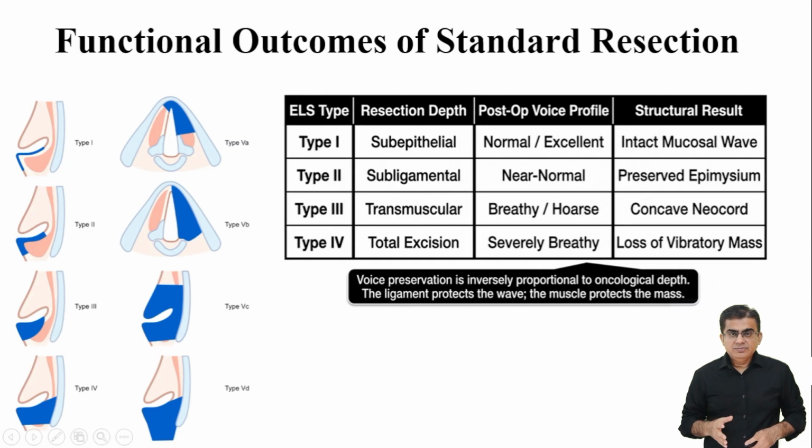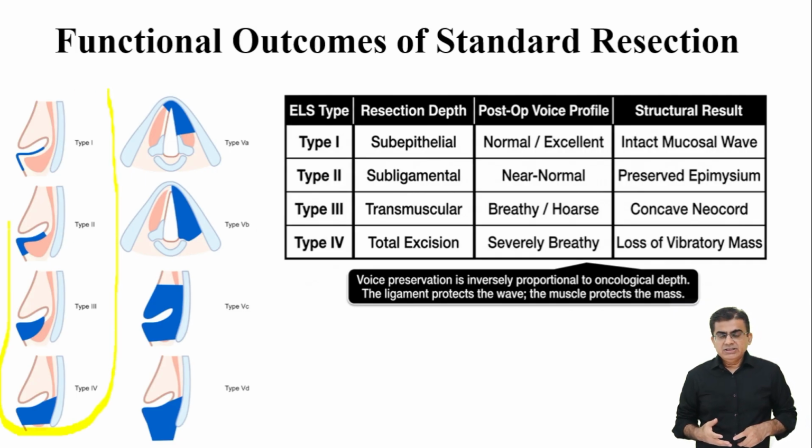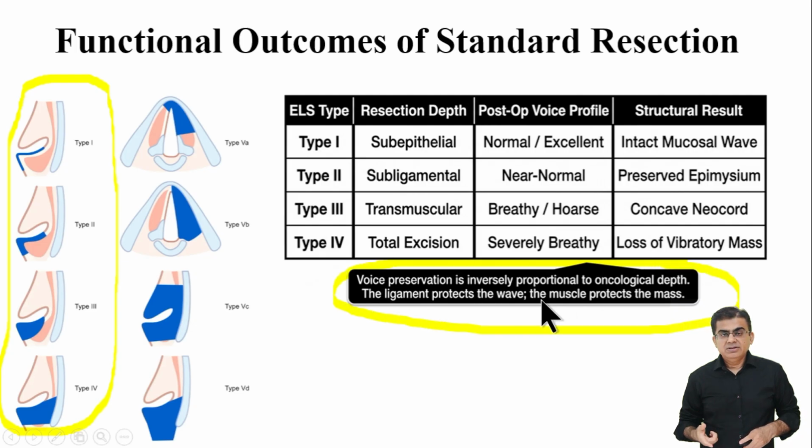Listen to me very carefully now. Let us pause and look at the functional summary of these first 4 standard cordectomies. Look at the table on your screen showing this functional trade-off. This table represents the absolute reality you must explain to your patient before surgery. Look at the strict rule at the very bottom of the slide. Voice preservation is inversely proportional to your oncological depth. The deeper you cut to excise the tumor, the worse the patient's voice will become.